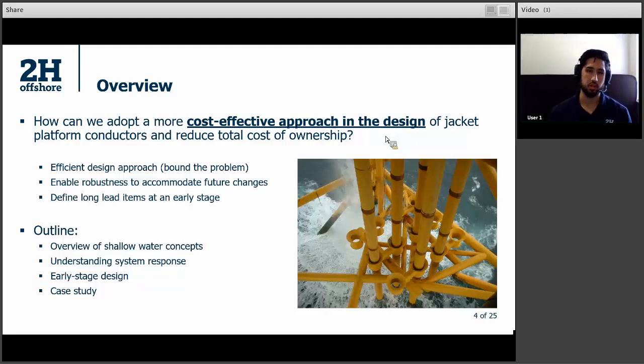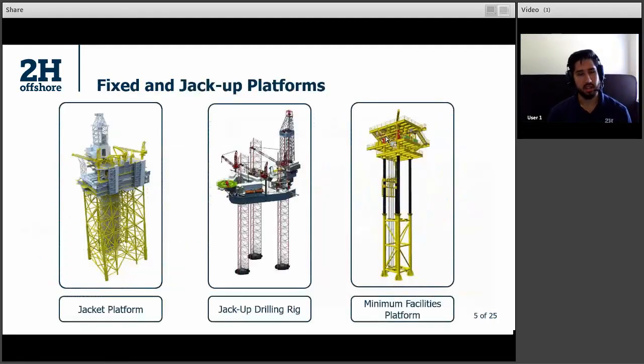So first off, just a few of the concepts that we're going to be covering. On the left-hand side here, we've got a jacket platform, and we can see the jacket system in yellow, and conductors running through this in grey. Next along the line, we've got a jack-up drilling rig. That can also be used as a production rig, where we've got these classic jack-up legs, and they're really a shallow water concept. We've got a derrick off to the side here. You can see the derrick in both of these ones here. And on the right-hand side here, we've got a minimum facilities platform. This is where you get the conductors essentially acting as that structural member that's holding up the top sides.